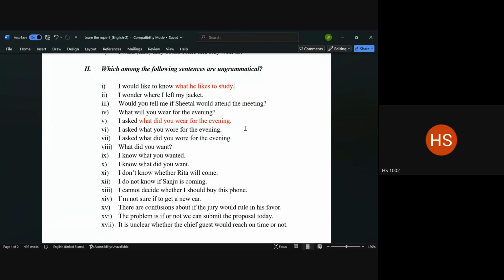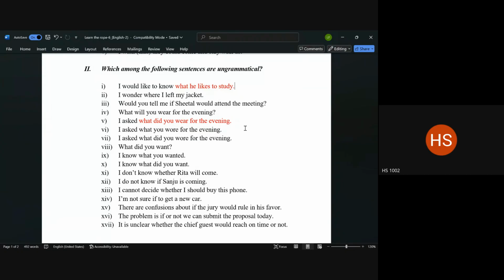Correct. So in the first clause, the question clause that we have, is the tense separated from the verb, or is it not separated from the verb? It is not separated. It is on the verb, right? So: "what he likes to study." We're not saying "what does he like to study." If you say "what does he like to study," then it cannot be a question clause. That becomes a question, right? What we need is a question clause here.